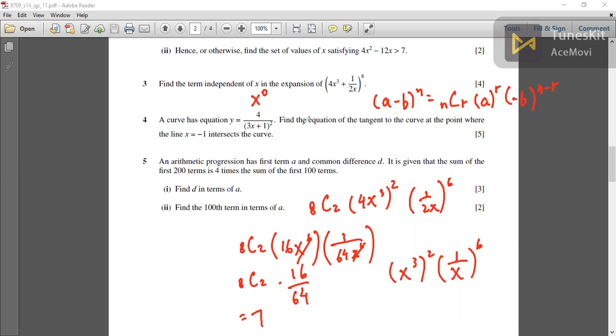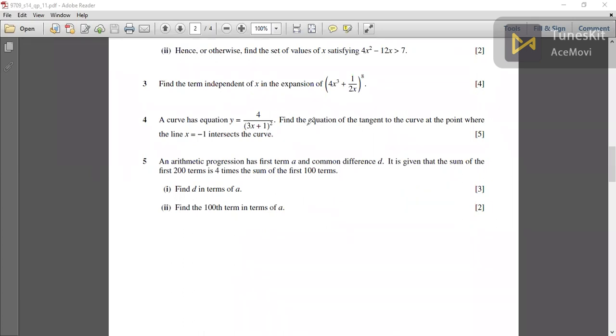For number 4, a curve has an equation y equals 4 over (3x plus 1) squared. Find the equation of the tangent to the curve at the point where the line x equals minus 1 intersects with the curve. So first, when it says tangent, we have to find what first? The gradient, so dy over dx.